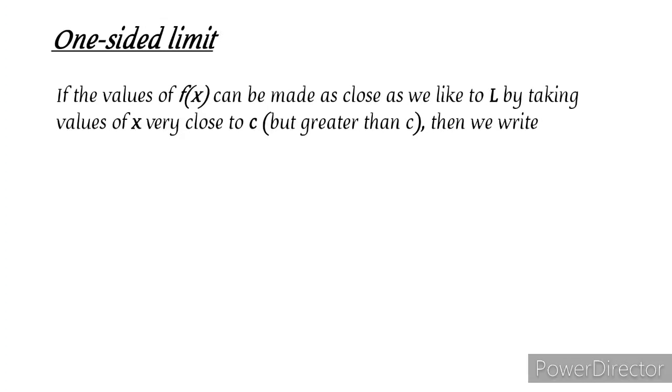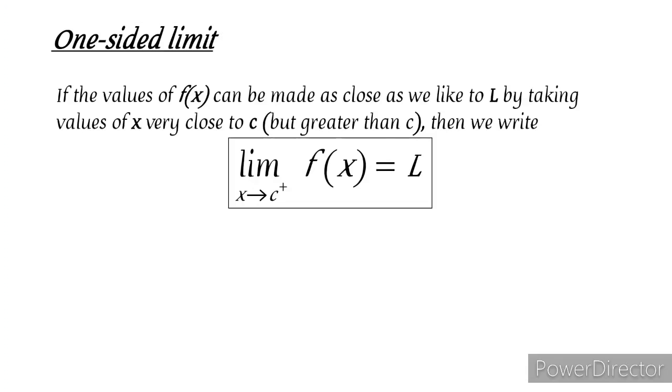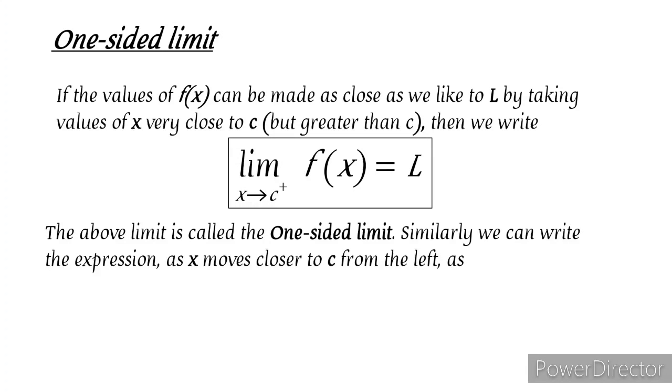Now if the values of f of x can be made as close as we like to L, by taking values of x very close to C, but greater than C, then we express this as given below. The above limit is called the one-sided limit. Similarly we can write the expression, as x moves closer to C from the left, as given below.